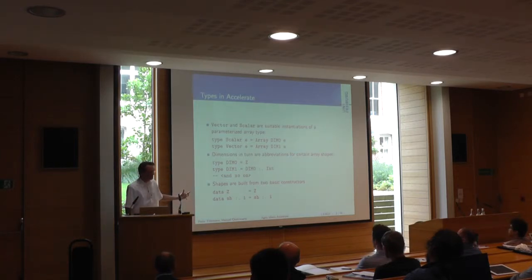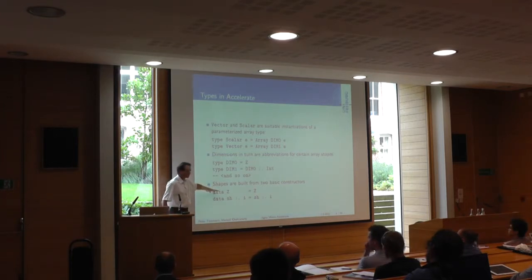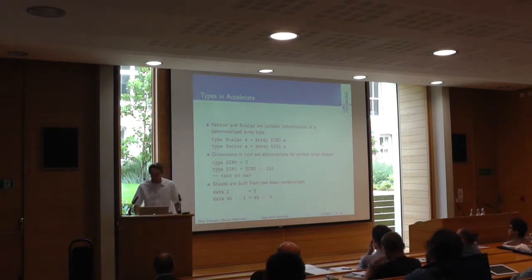So the trick behind this is, of course, that if you use this kind of data structure, then this structure is replicated on the type level, and that's what Accelerate uses in order to make sure that the dimensions match up in the right ways in the operations.